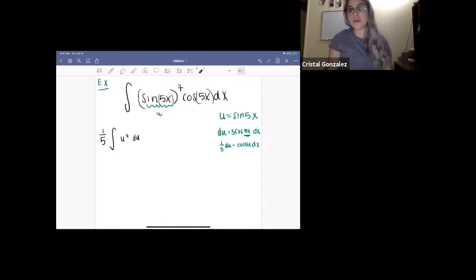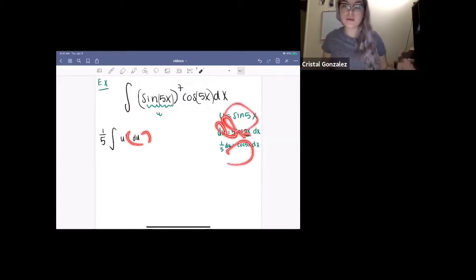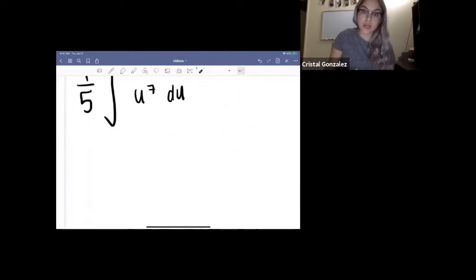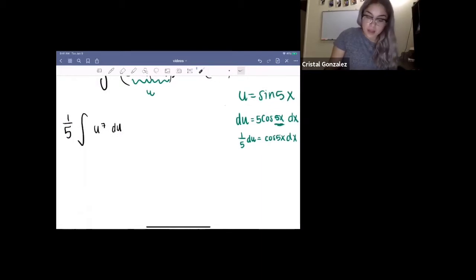Yeah, that's all you have to do, because guess what? All your u's and your du's are containing these craziness functions over here. And that's why u substitution is amazing, because there's no way we can integrate this without it. At least not now in this class. Okay.